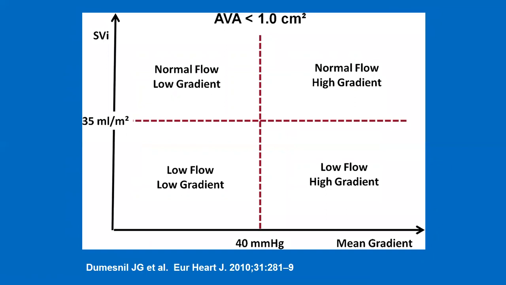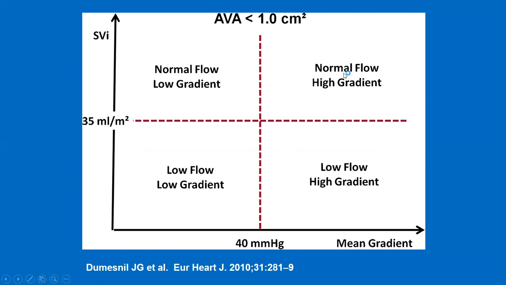So in patients who have normal ejection fraction and aortic valve area less than 1 centimeter squared, one should take into consideration both the stroke volume index and mean gradient in order to categorize these patients. So Dr. Dumenil and P. Barasch published this data more than 10 years ago already. And since then, we are talking about these 4 hemodynamic groups of severe aortic stenosis.